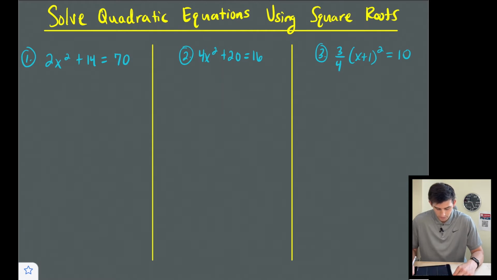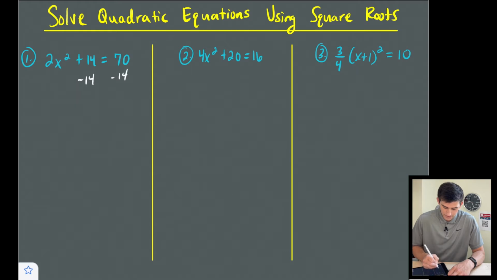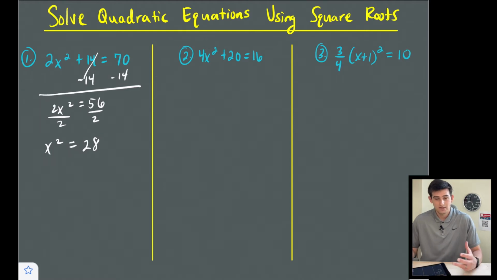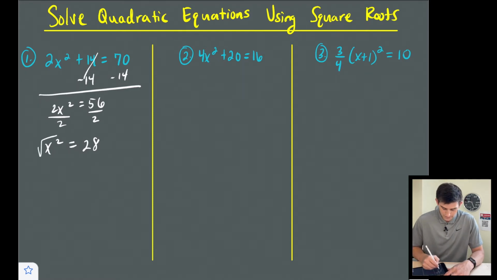We have 2x squared plus 14 equals 70. And we're going to go ahead and subtract 14 from both sides. Once we do this, that's going to give us 2x squared is equal to 56. And now we can go ahead and divide both sides by 2 to get x squared is equal to 28. Now here we can take the square root of both sides, and anytime we introduce the square root, we need to say this is equal to positive or negative square root of 28.